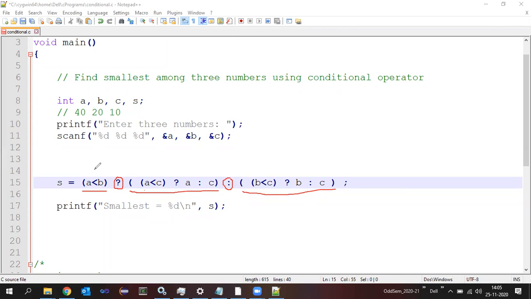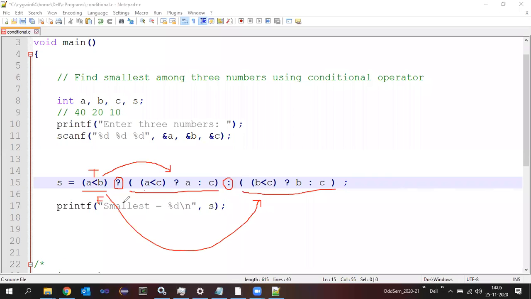If this becomes true, then what will happen? This will be executed, right? That is our understanding. Now, if this condition is false, then it is going to execute expression number 3. This expression will be called, right?